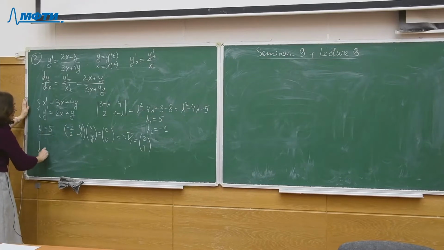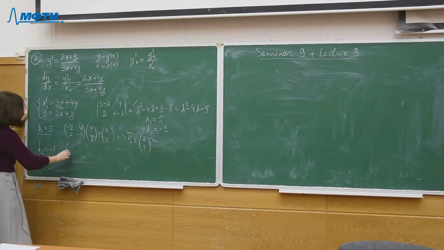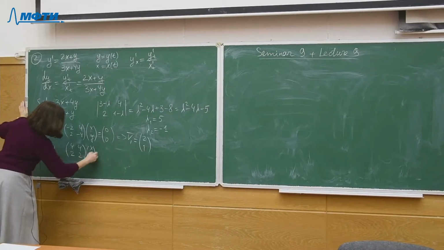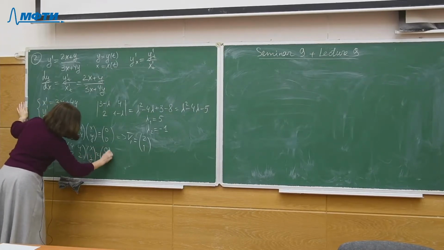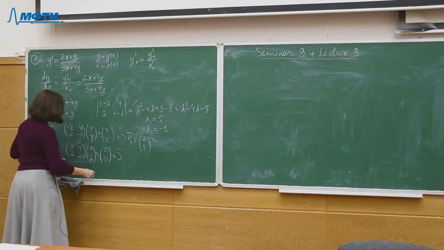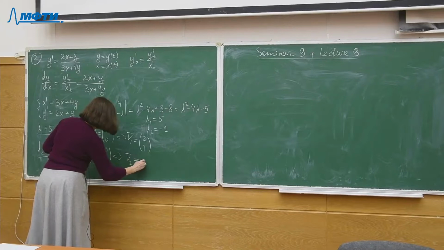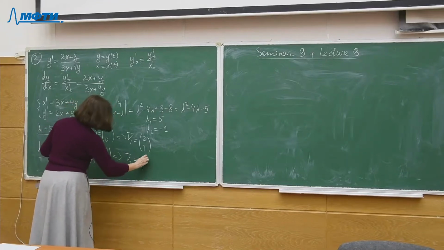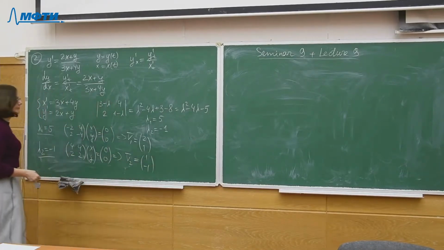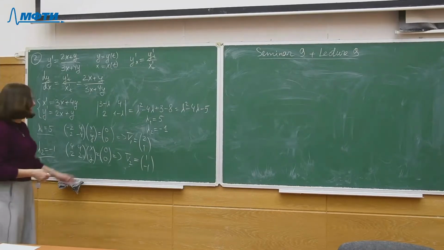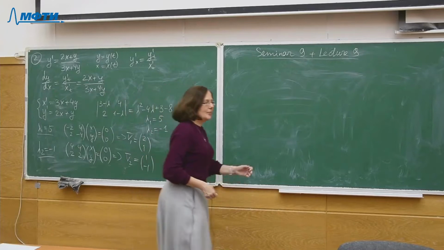Lambda 2 is equal to negative 1. Then we are trying to solve the system with 4, 4, 2, 2. So the eigenvector is 1, negative 1. So we are done.